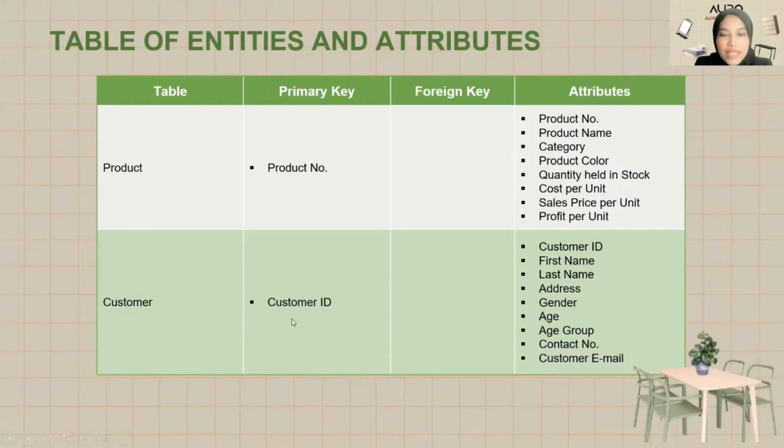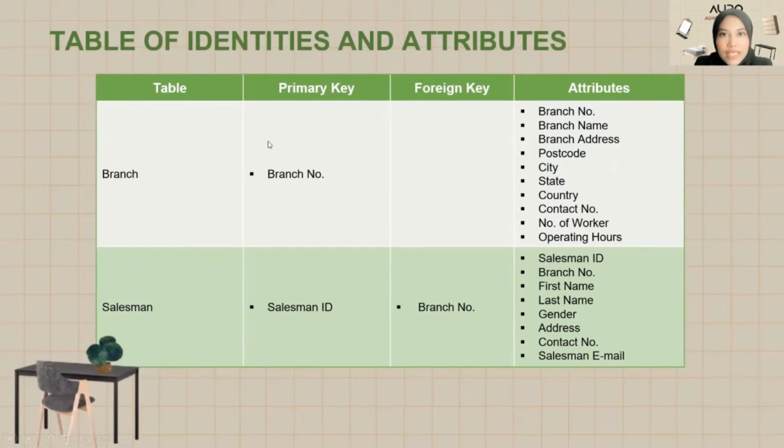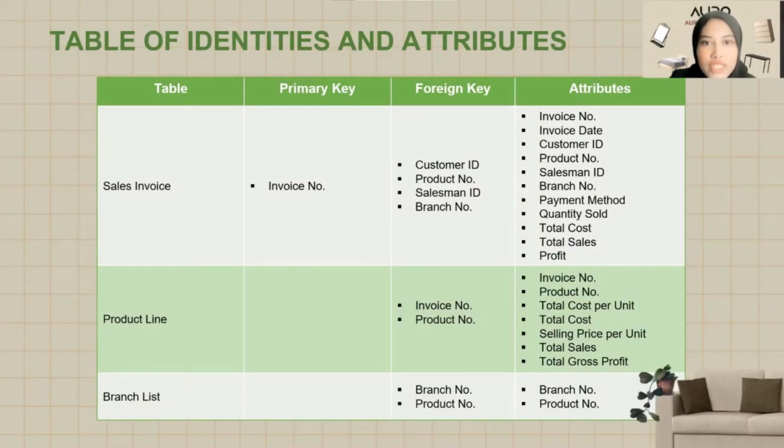Under product table, we have product number as the primary key, and these are the list of attributes. Next, under customer table, it has customer ID as the primary key. For branch table, it has branch number as the primary key, and the attributes are branch number, branch name, branch address, and others. For the salesman table, it has salesman ID as the primary key and branch number as the foreign key. For sales invoice table, we have invoice number as the primary key and the foreign keys are customer ID, product number, salesman ID, and branch number. And these are the attributes of sales invoice table.